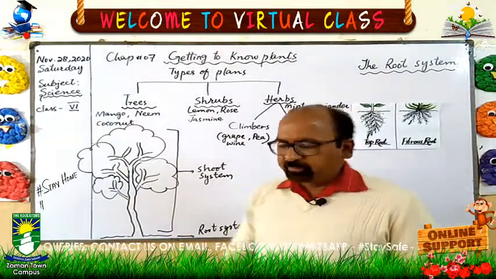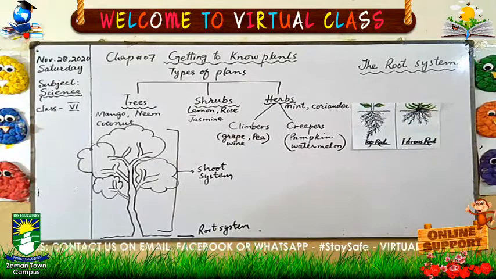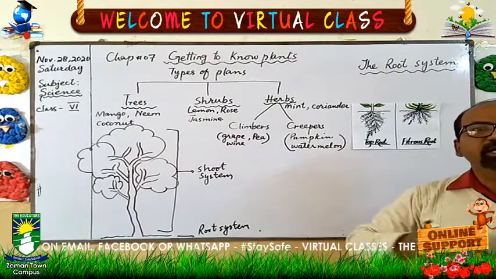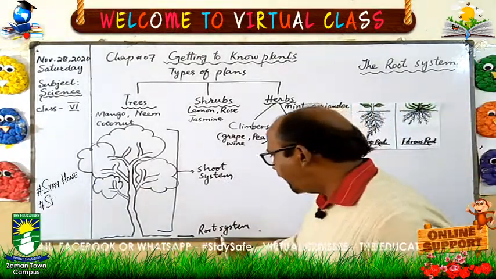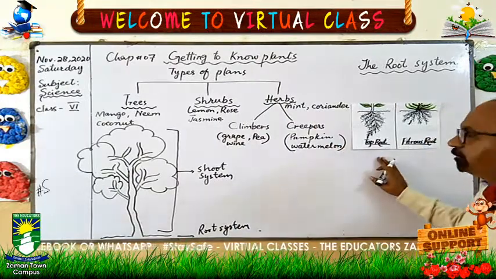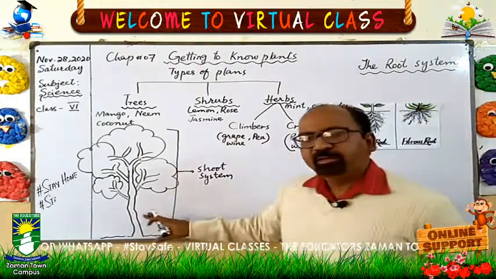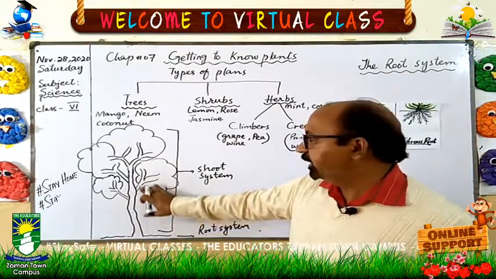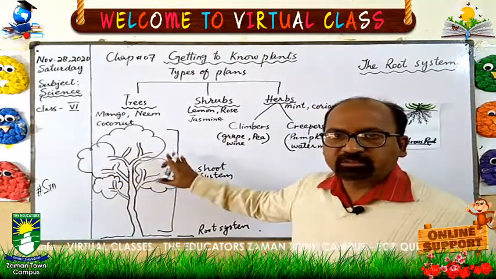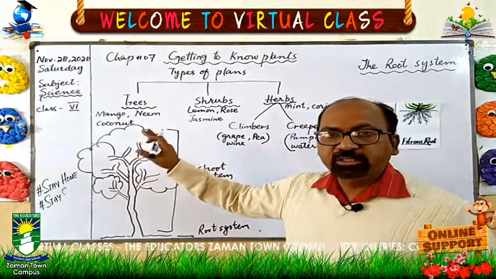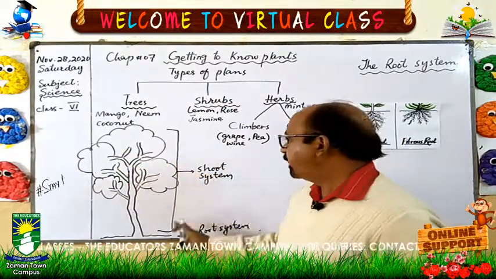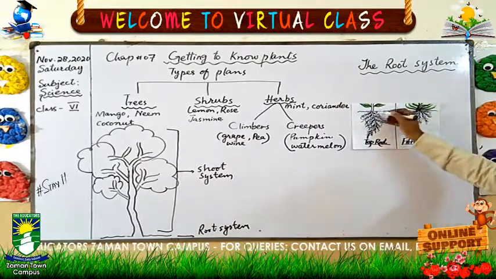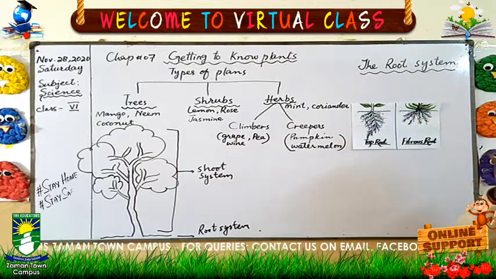Now come towards the root system. When we talk about the plant, there are two systems: shoot system and root system. First of all, we will talk about the root system. In shoot system, the stem or trunk, its branches, its leaves, its flowers, and its fruits make the shoot system. And only the roots make the root system.